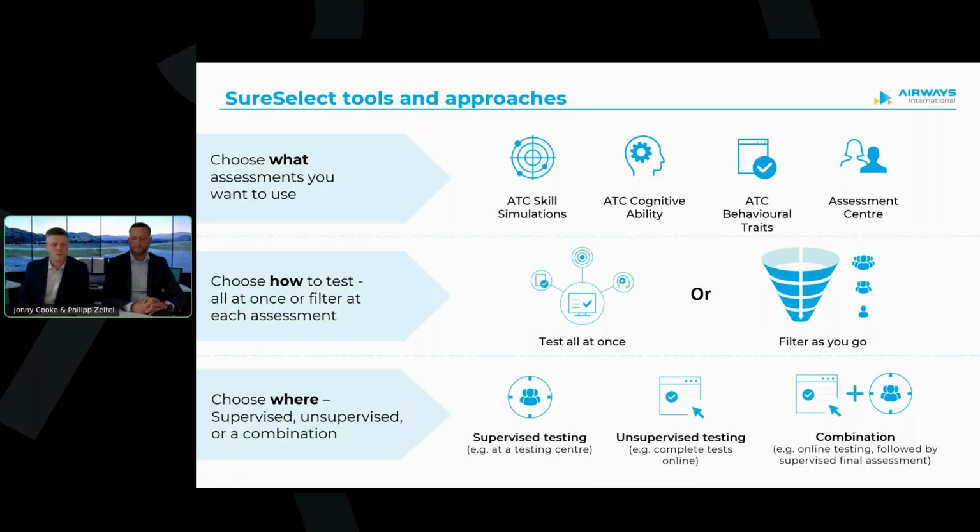So when we developed Sure Select, we were developing it to be as flexible as possible to enable choice. And like I said, it was really important to Airways to be able to adapt their approach as they needed. They didn't want to have to come back to us to change any one part, to change the order that they do it, to change the way that they might administer some of these tests. So, Philip, as the customer, has that full autonomy to manage that.